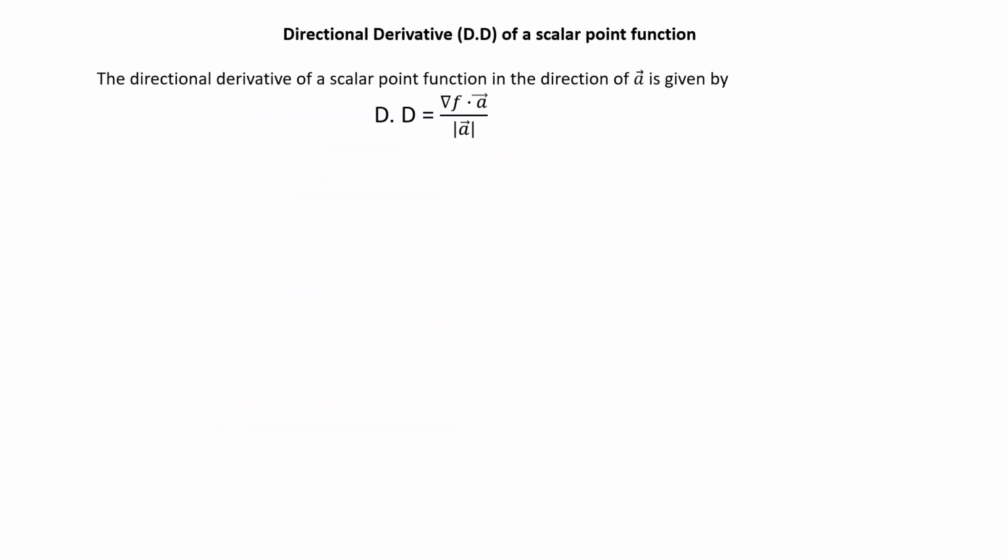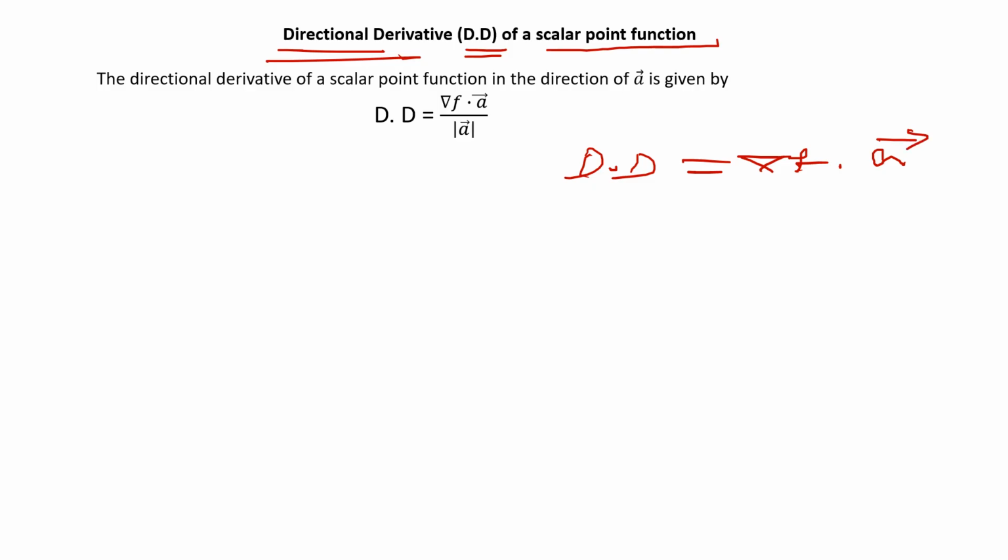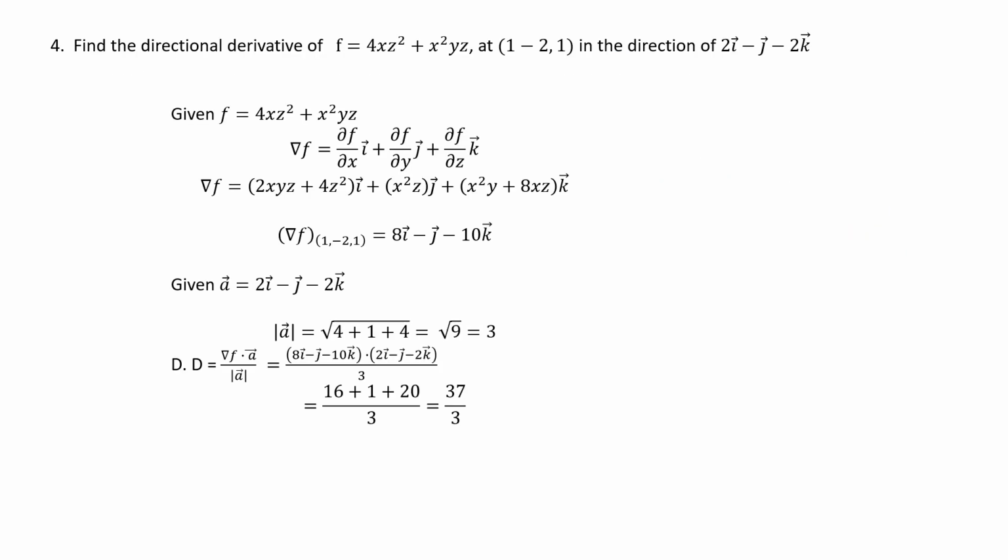The next one, directional derivative. We can simply call it as DD of a scalar point function. The formula to calculate DD is nothing but first you find gradient f or del f, then we have to make dot product with the direction vector, divide by the magnitude of a vector. Let us see the question.